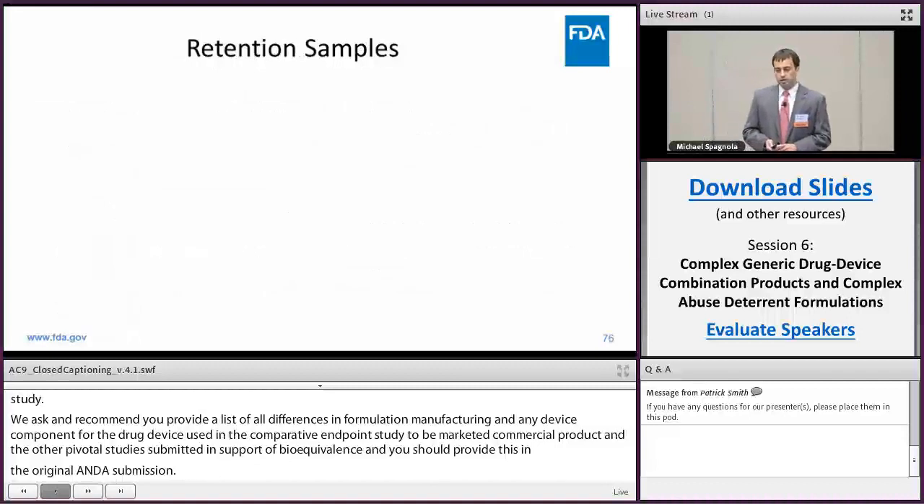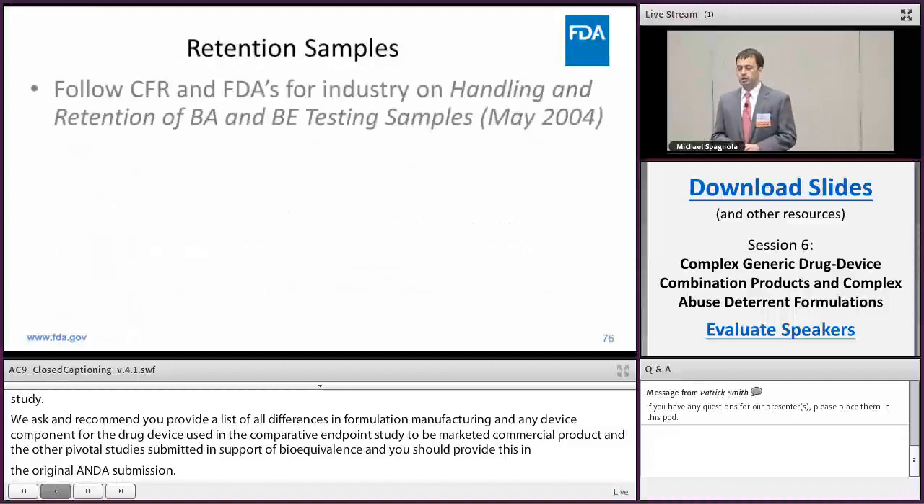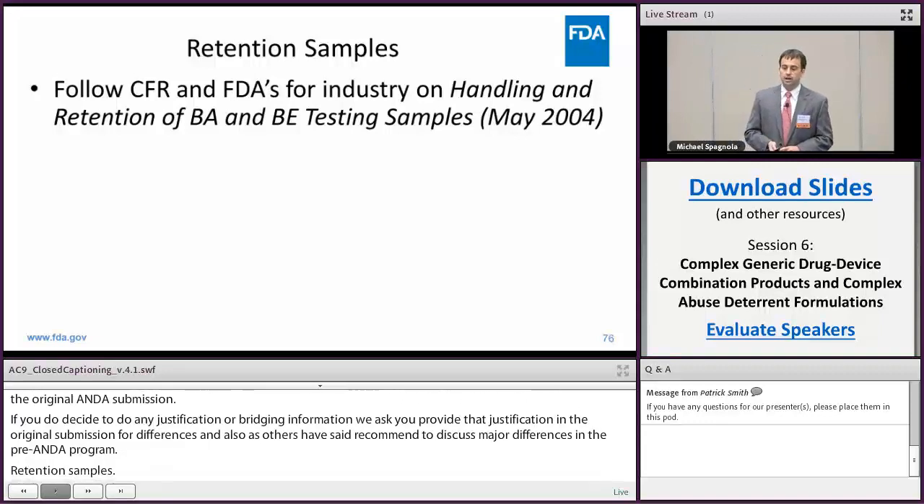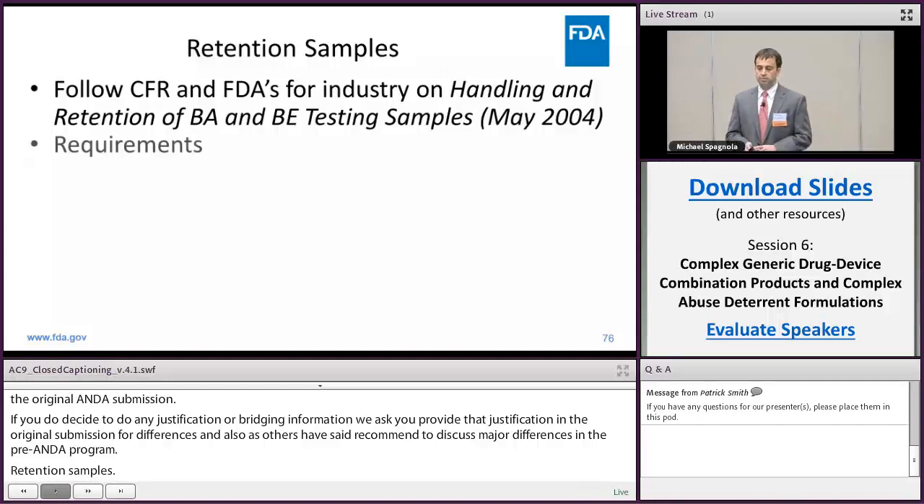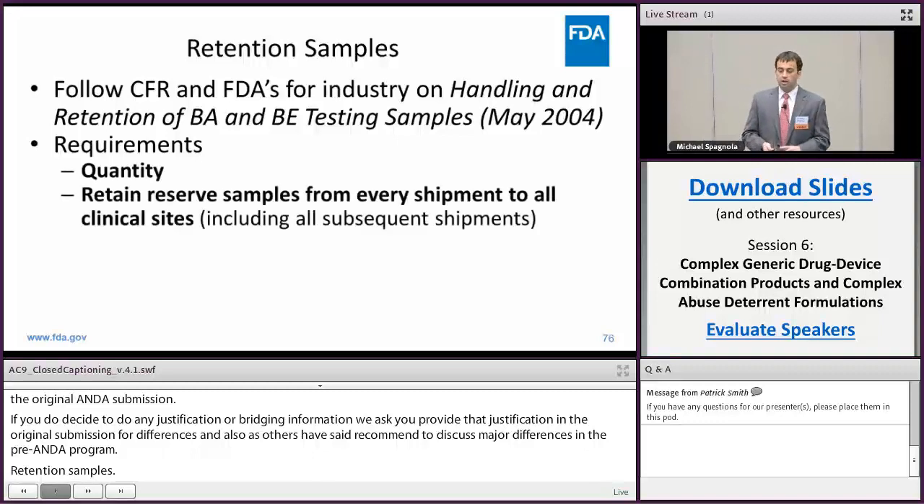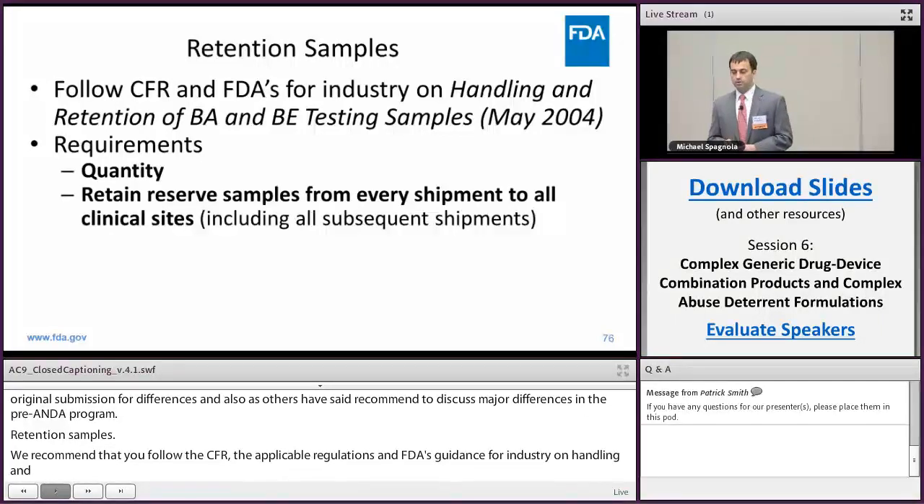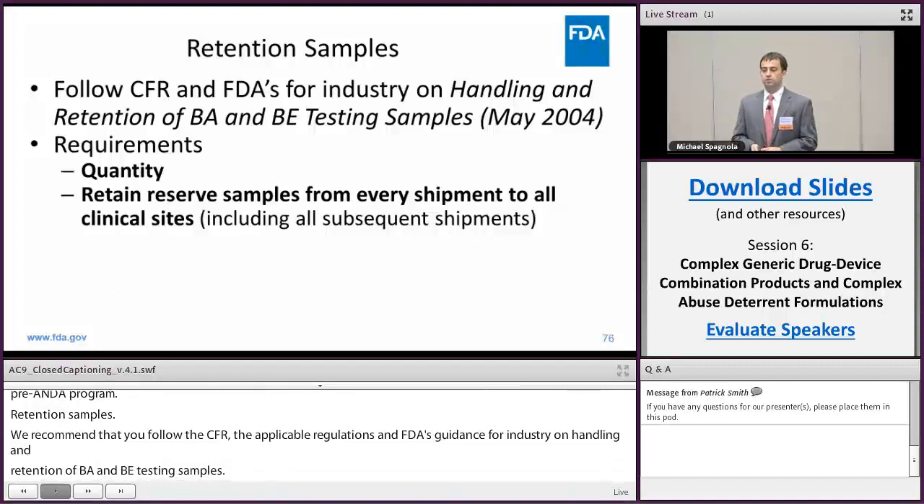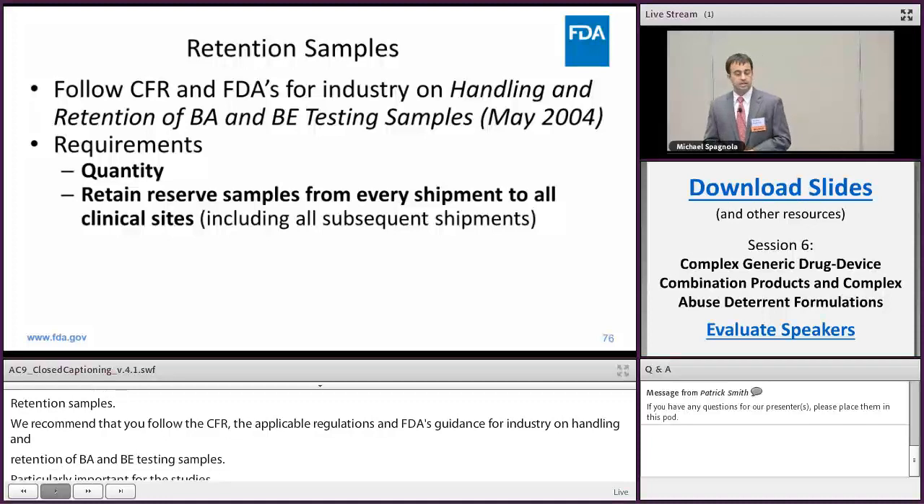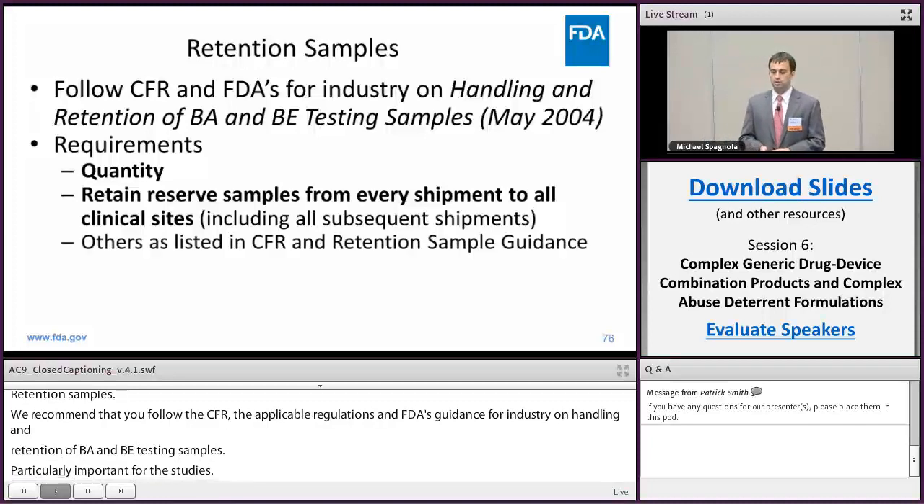The last thing I'm going to talk about is retention samples. We recommend that you follow the CFR, the applicable regulations, and FDA's guidance for industry on handling and retention of BA and BE testing samples. I just want to point out that there's a requirement for quantity, particularly important for the endpoint studies, that there's a recommendation and requirement to retain reserve samples for every shipment to all clinical sites, and this includes all subsequent shipments, and obviously follow the other requirements as listed.